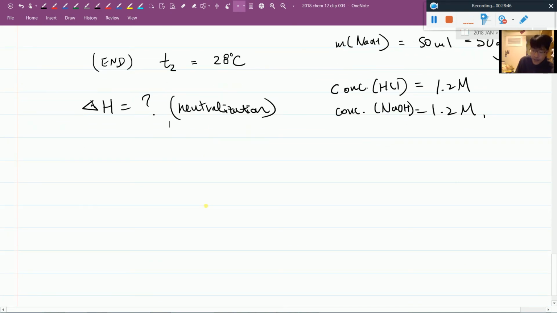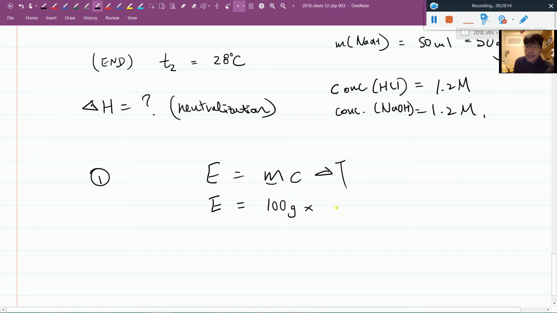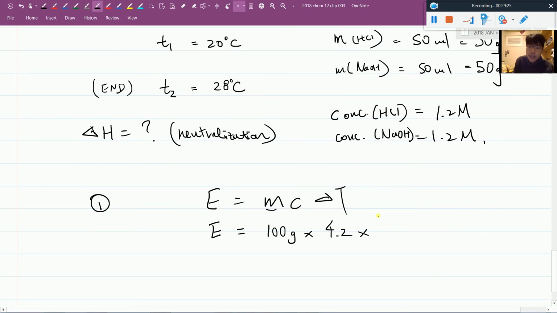We start from energy equals mcΔT, step 1. What the energy input is, is very important to find out. We can find the energy input by the mass. What do we use? Do we use 1.2? No, you can't. You have to use the mass of water, and this mass of water at the end of the reaction is 100 grams, times the C, which is always 4.2. 4.2 is the heat capacity of water, and you're looking at water. Delta T is 28 minus 20.